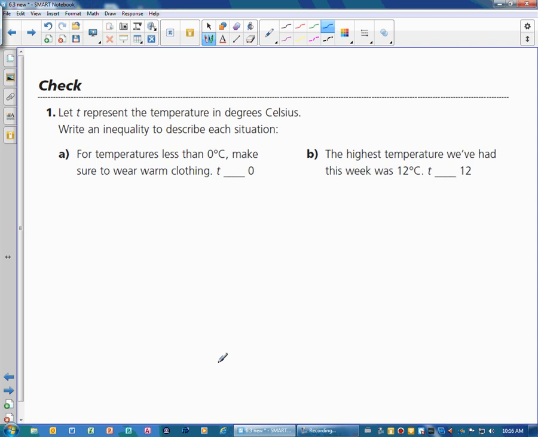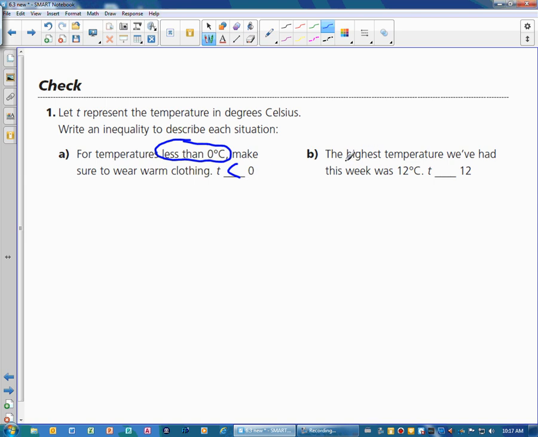All right, so number 1 says, let T represent the temperature in degrees Celsius. Write an inequality to describe each situation. And A says, for temperatures less than 0 degrees Celsius, make sure to wear warm clothing. Okay, less than. It doesn't say equal to, it says less than, okay? So because it's less than 0, 0 is as big as it's going to get. So we have to put our symbol this way. T is going to be less than 0.